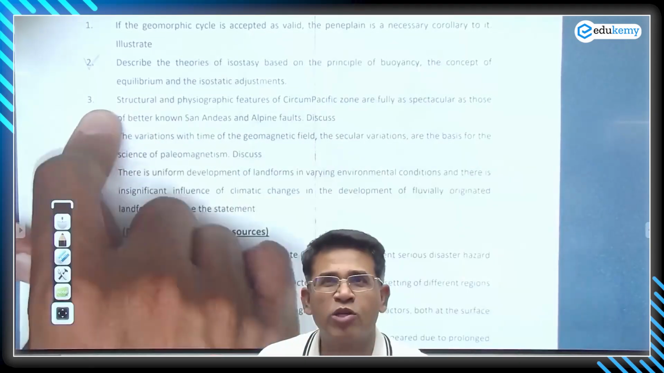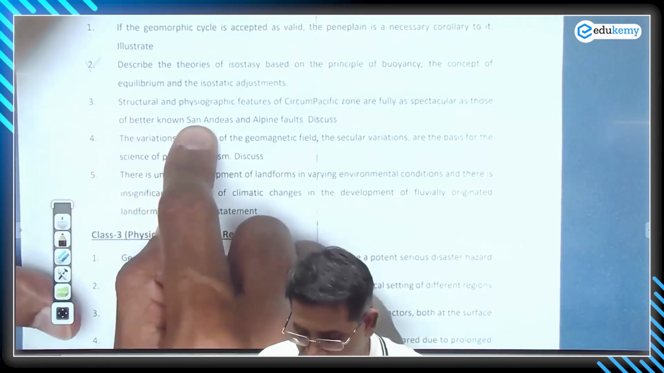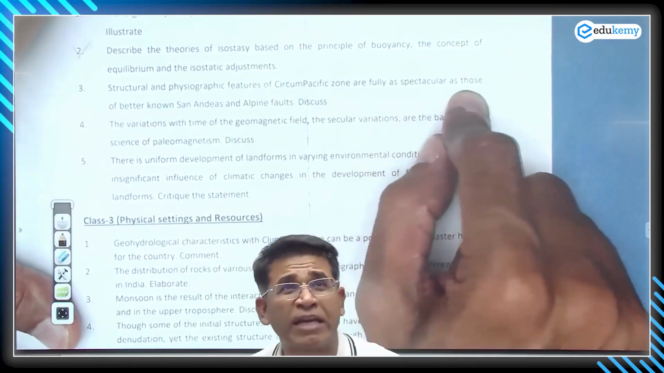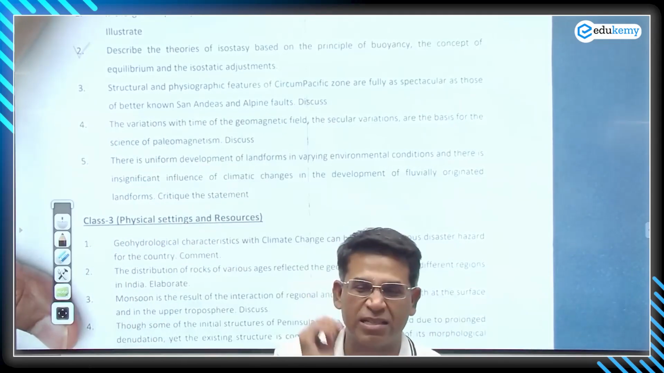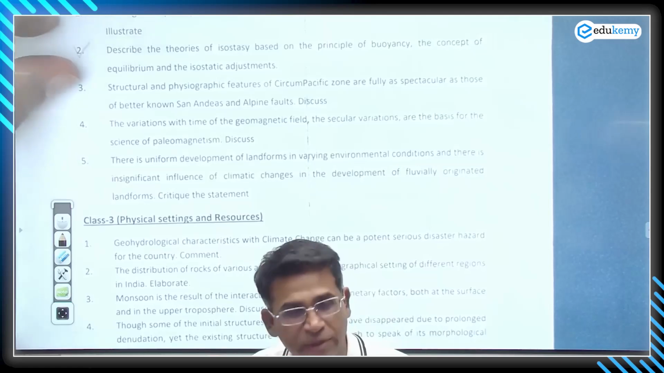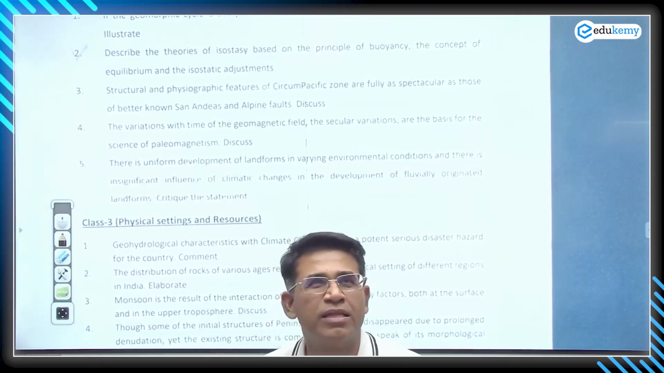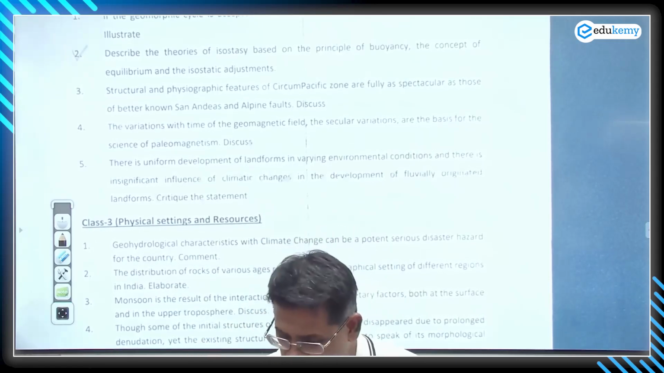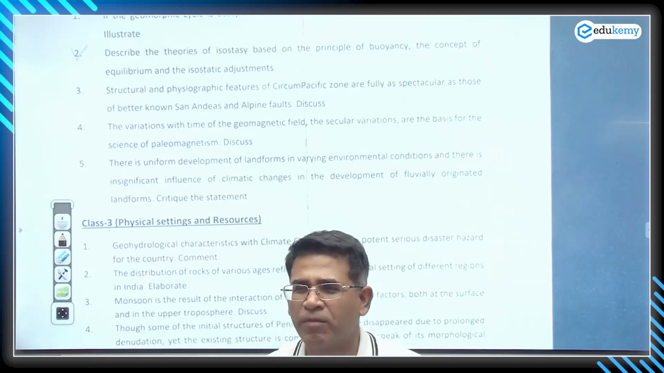Okay. Question number 3. Structural and physiographic features of the circum-Pacific zone are fully as spectacular as the better known San Andreas and Alpine faults. Discuss. बताएंगे आप क्या पूछ रहा है इसमें? And why is it asking? क्या context होगा? The structural and the physiographic features of the circum-Pacific zone are as spectacular as those of the better known San Andreas and Alpine faults. क्या कहना चाह रहा है?